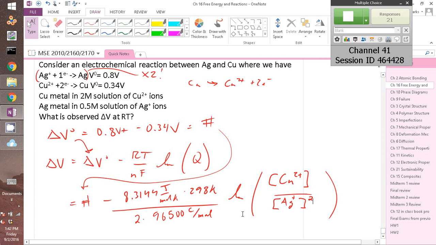F is just a constant. It's a constant just like the gas constant. It's called Faraday's constant. It says that there's 96,500 coulombs per mole of electrons, actually. That's just, if you had a mole of electrons, what would be the charge of them? That would be the charge, 96,500.